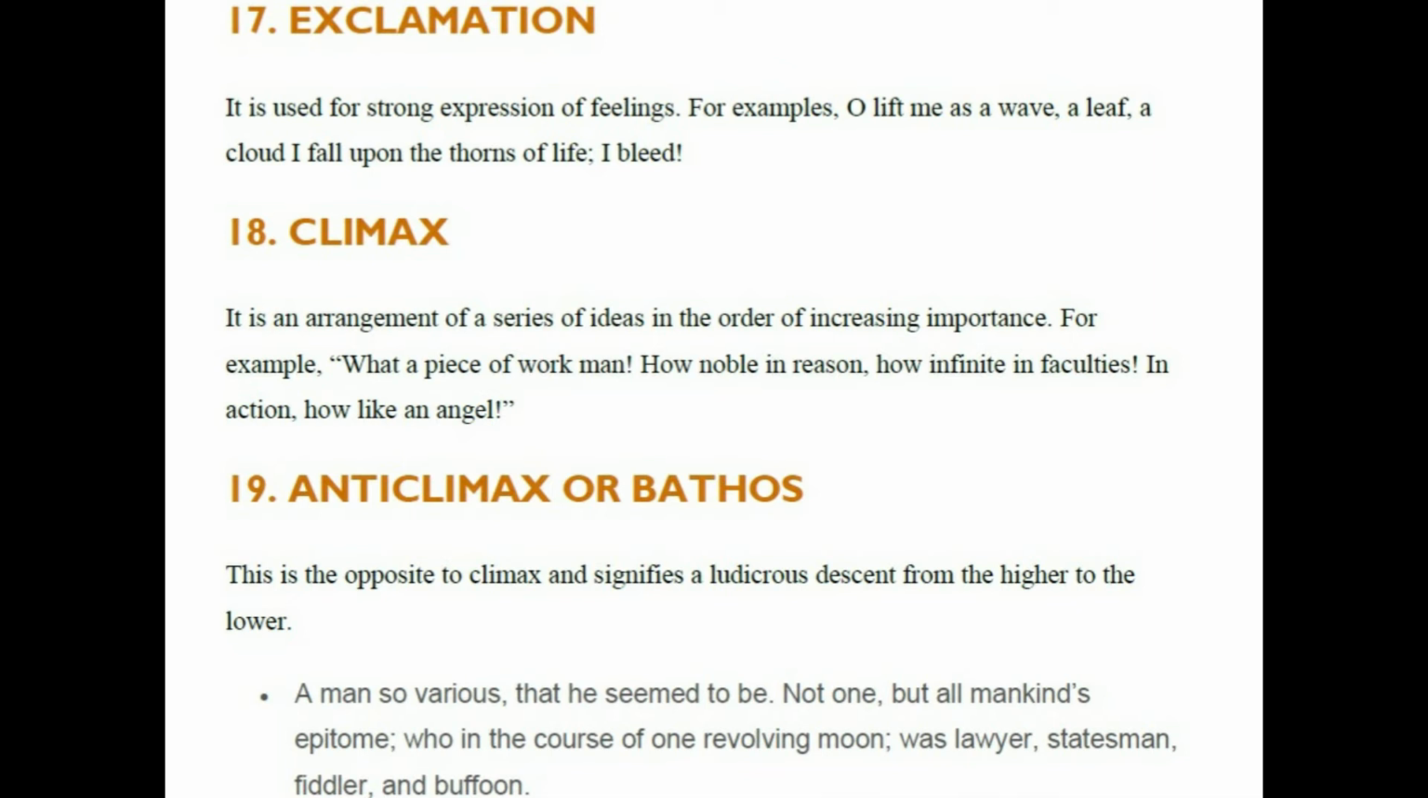Let's see how. Given an example. What a piece of work is man! How noble in reason! How infinite in faculties, in action! How like an angel! So first the man is being shown as a workman, then a nobleman, then with faculties, and then as an angel. So part by part, increasing order is being given to the man.